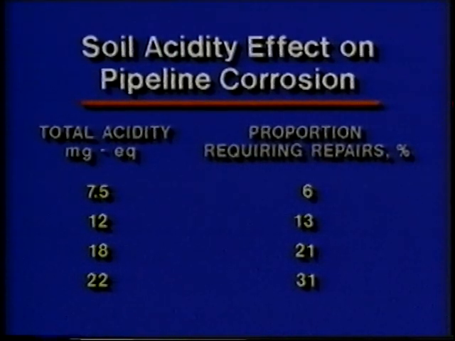So we go from 6 to 13 to 21 to 31%. The general dependency for steel in the soils is that as the acidity increases, the corrosivity of the soil increases. We're talking primarily about steels. Here again, there are some qualitative measurements we can make.